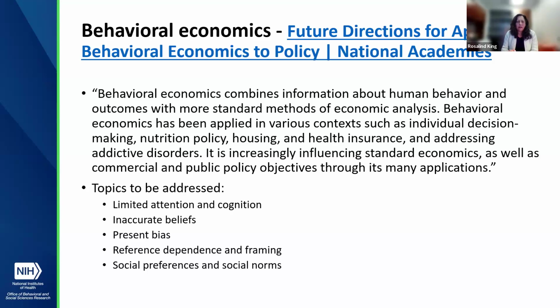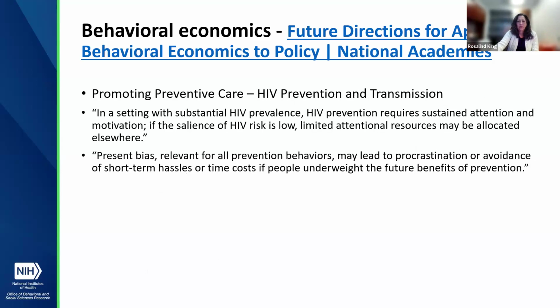Reference dependence acknowledges that people evaluate options relative to an existing starting point, usually the status quo. And it's related to loss aversion, where people would rather stand pat where they are than risk a setback. And lastly, social preferences and norms acknowledge that we care about the opinions and approval of others beyond what we ourselves prefer and think is the right thing to do. So how do these factors play out, especially in terms of behavioral interventions? Here are two examples from the report that are relevant to the use of MPTs.